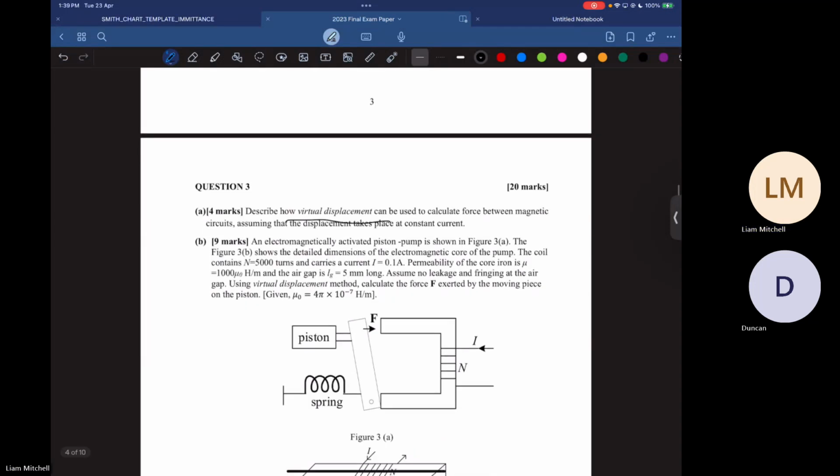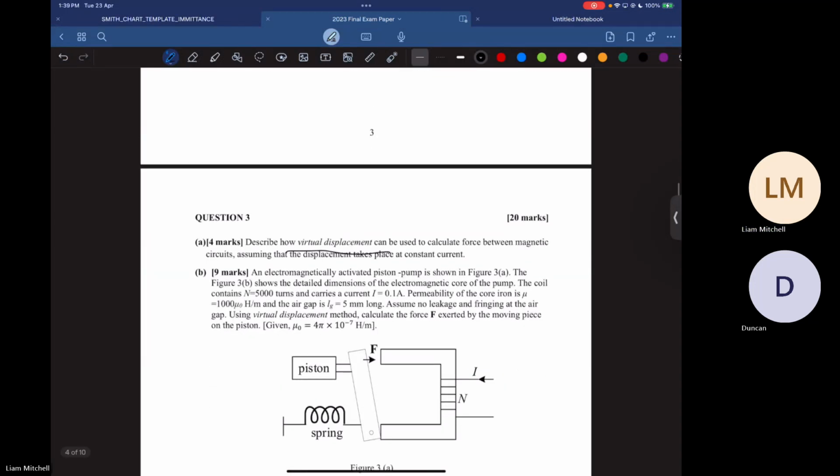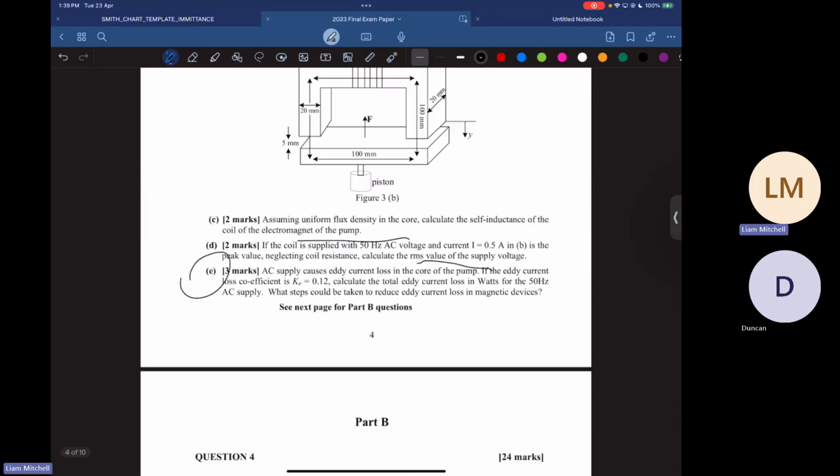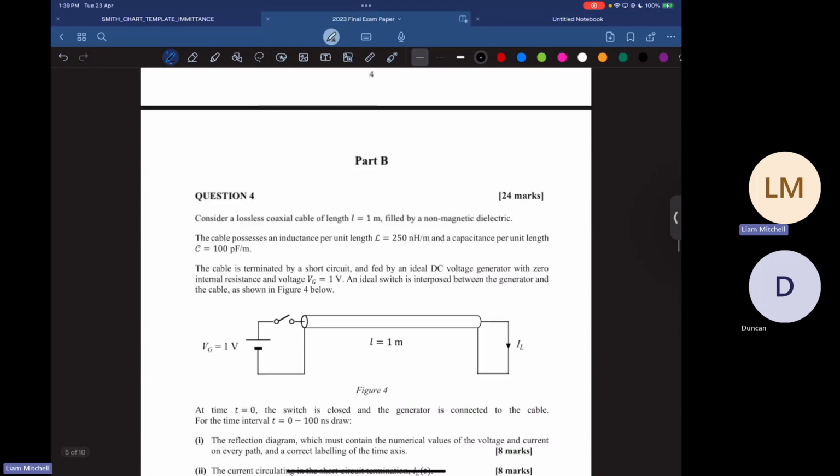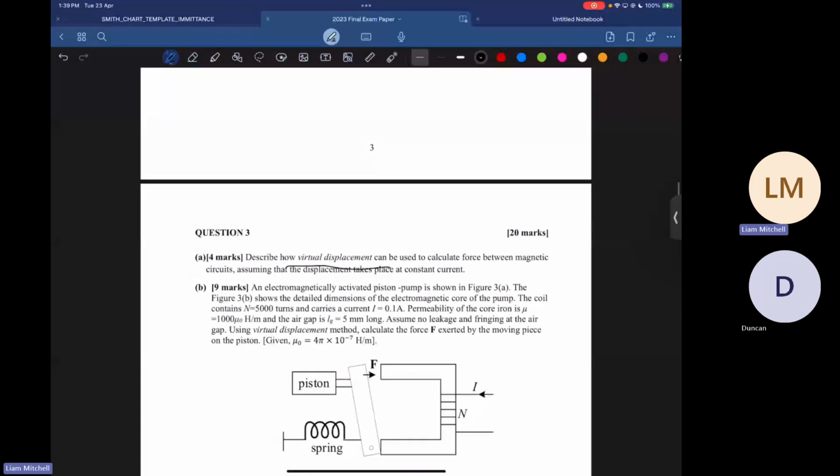Then we are given the formula for reluctance in the formula sheet. I'm not going to look it up, I have it written on the paper. You don't need to remember all the formulas. Questions here? Yeah, questions here.